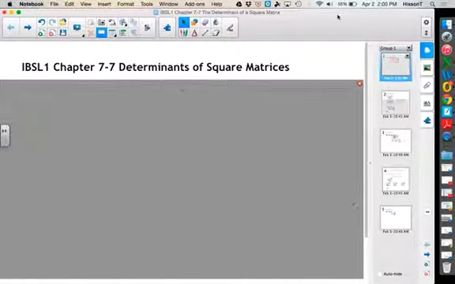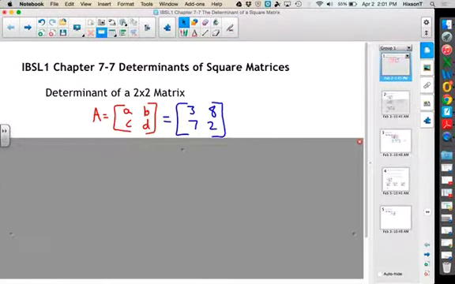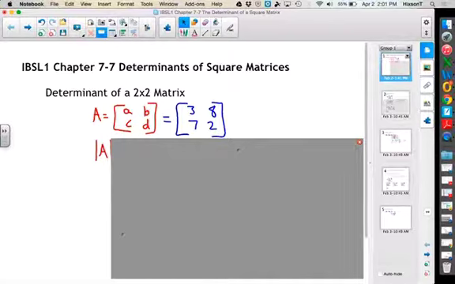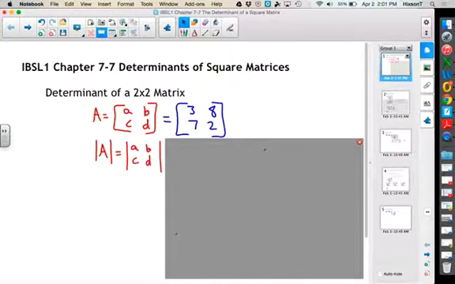Okay, so today we're looking at finding determinants of square matrices. We already looked at this in the case of 2 by 2, so let's just see what you remember. First of all, remember the notation. The notation is these two vertical lines, which look like the absolute value sign, but it's not in this context.